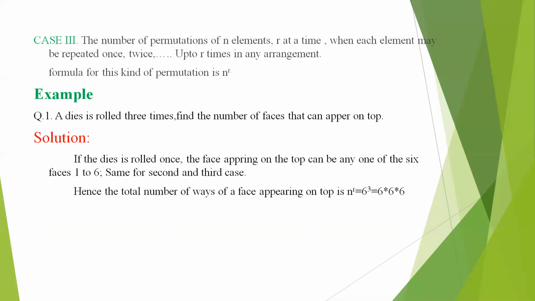Here, 6 is the total choices from 1 to 6, so the value of n is equal to 6, and we rolled the dice 3 times, so the value of r is equal to 3. If we calculate it, it is equal to 6 into 6 into 6. So that many ways the faces can appear on top. So in this way, by using all 3 cases, we can solve all the permutation problems.